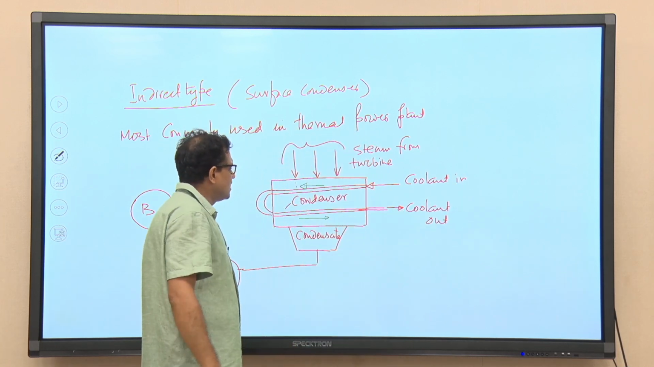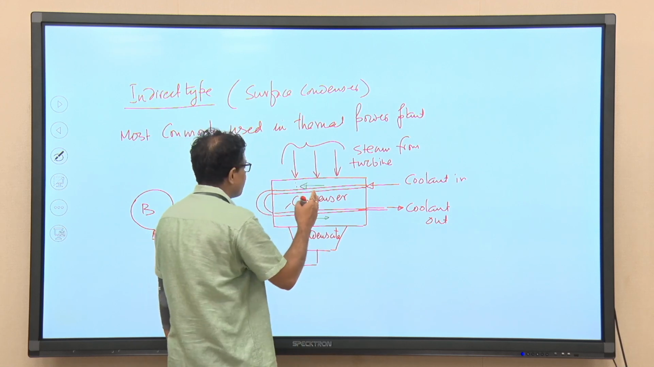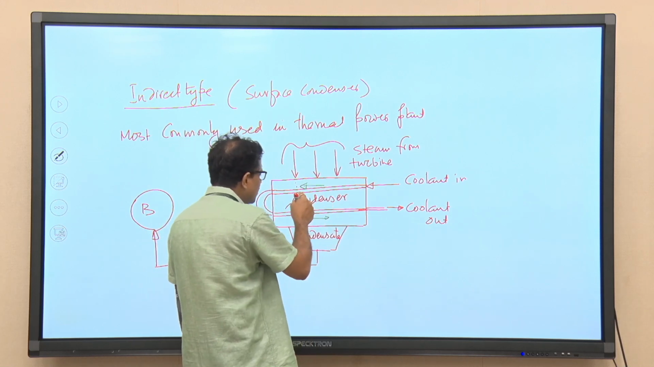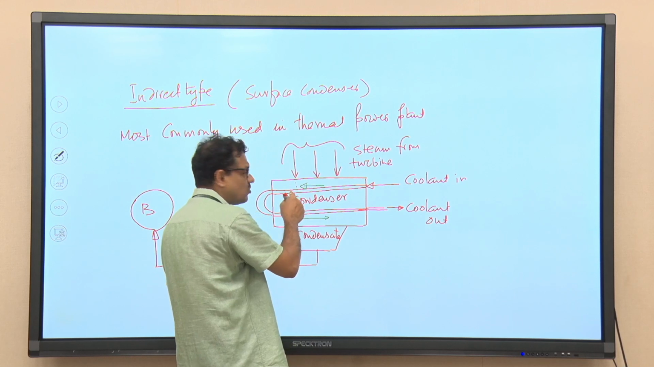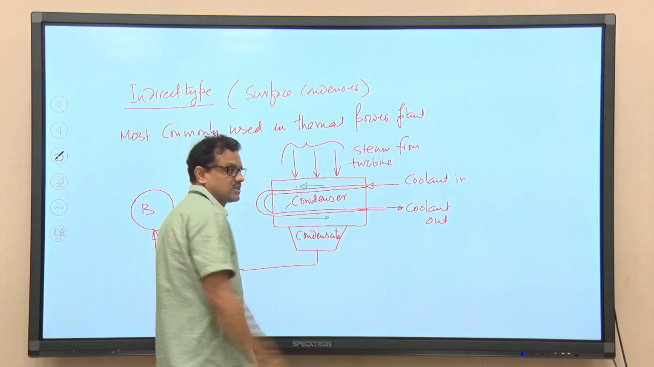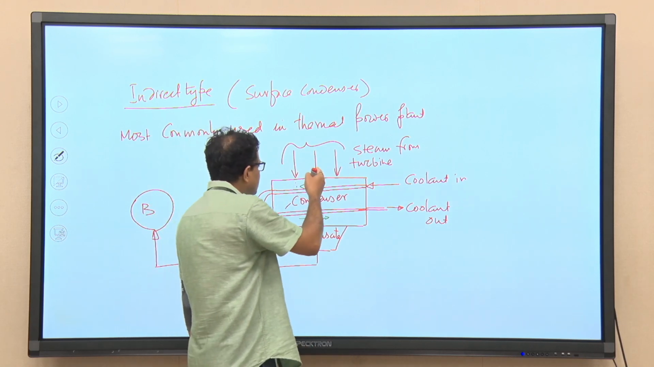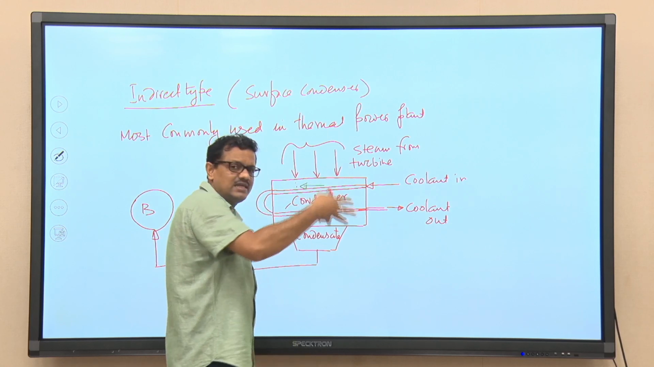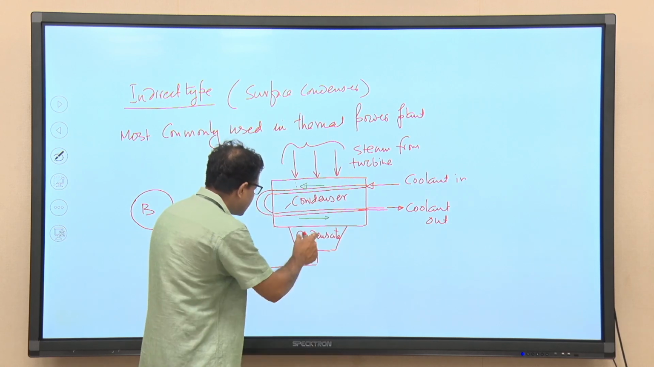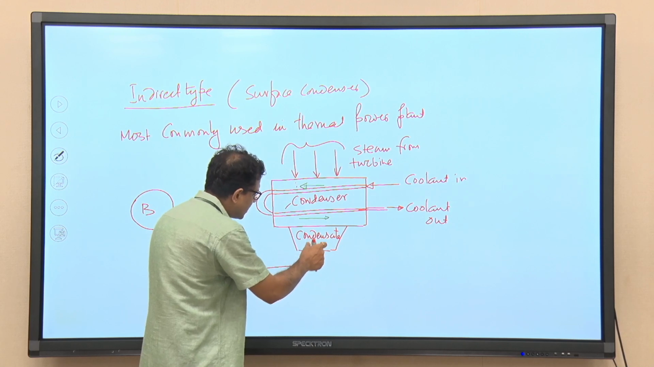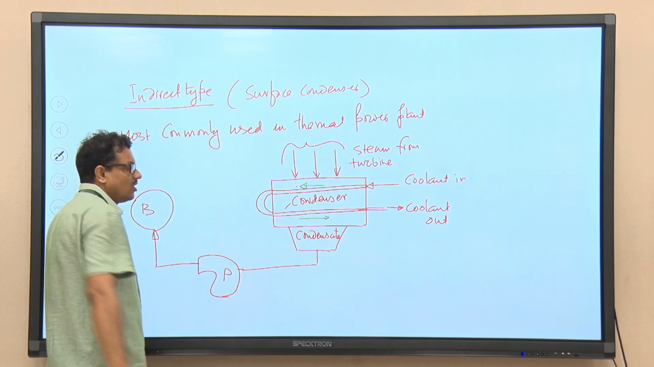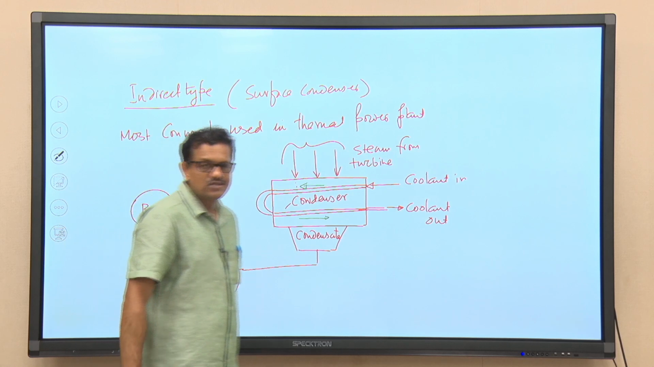Now, in this indirect type, when the coolant comes into the condenser, it is allowed to pass through the tube and steam is allowed to pass over the tube. When steam passes over the tube, by releasing heat it will condense and is collected in this chamber, and this condensate is again pumped back to the boiler. So, this is how the cycle is completed.